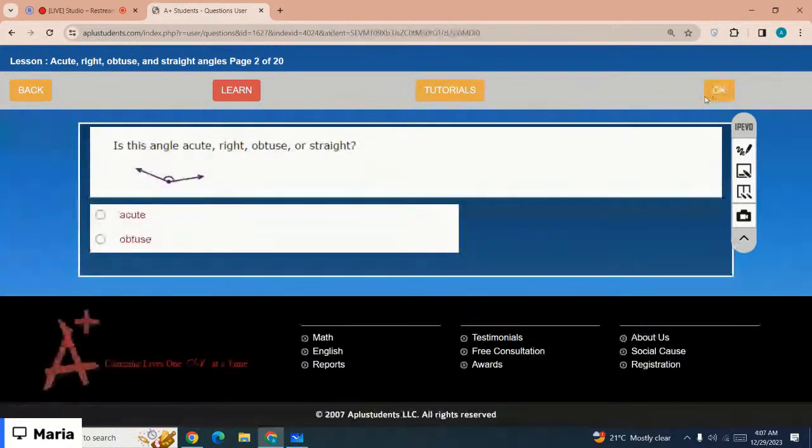Is this angle acute, right, obtuse, or straight? You can see this is an angle that is greater than 90 degrees, right?